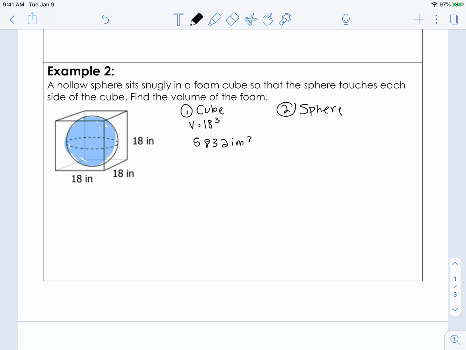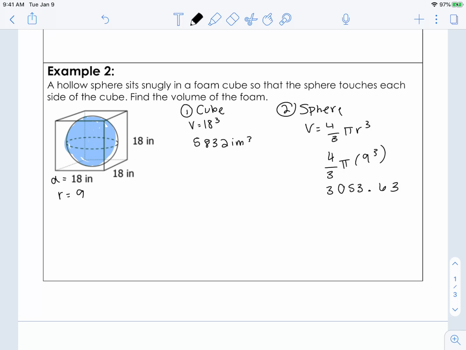Okay, now the volume of the sphere. Well, the diameter is 18, so the radius is 9. Volume of a sphere is 4/3 pi r cubed. So I have 4/3 pi times 9 cubed. And that gets me 3,053.63. Okay, and I'm going to subtract that from the cube.